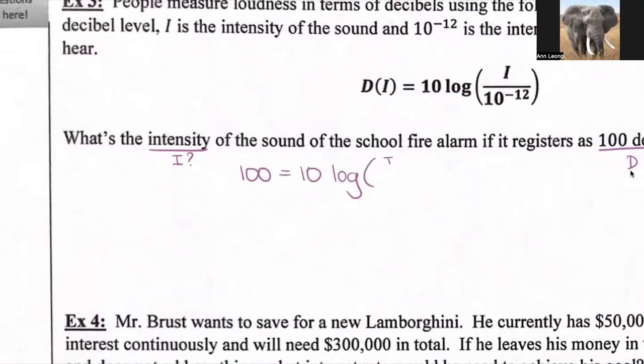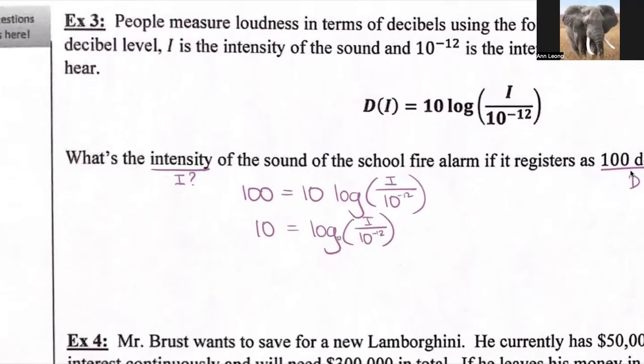Oops, that's an I over 10 to the negative 12. All right, let's isolate the log, divide both sides by 10. Let's get that into exponential form. So this is base 10. So 10 to the 10th is equal to that. And then let's multiply both sides by 10 to the negative 12.